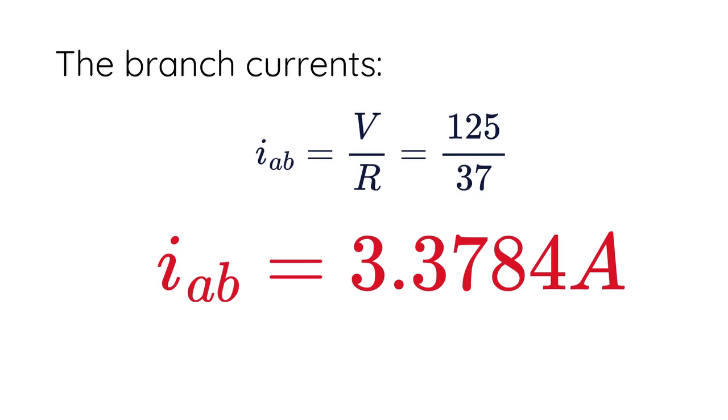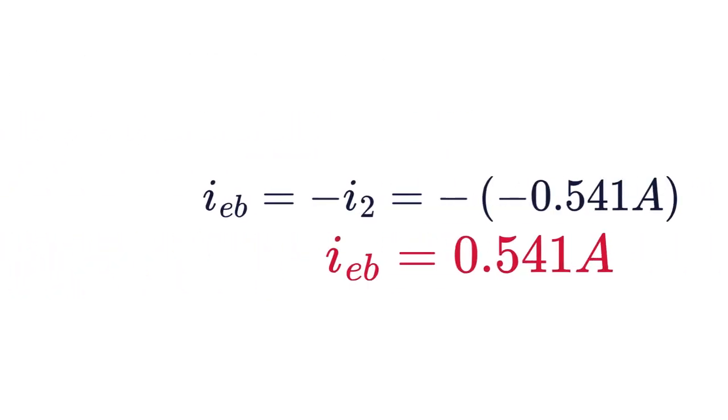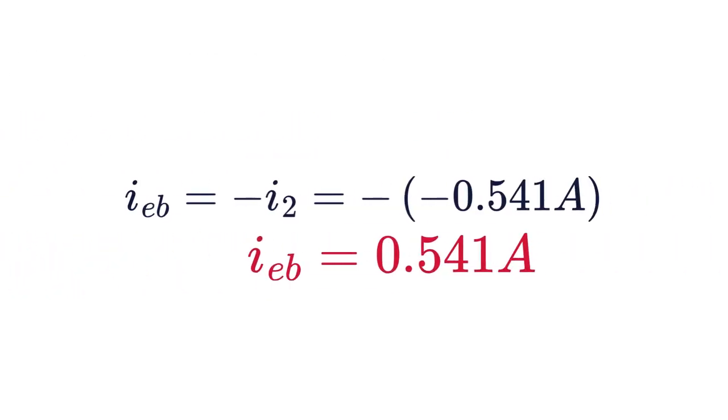So the answer is also 3.3784 amperes. The current IEB is 0.541 ampere because it is defined as the negative of I2, which reflects a direction change. This happens when the current direction in the second mesh is opposite to the current direction through the specific component between points E and B.